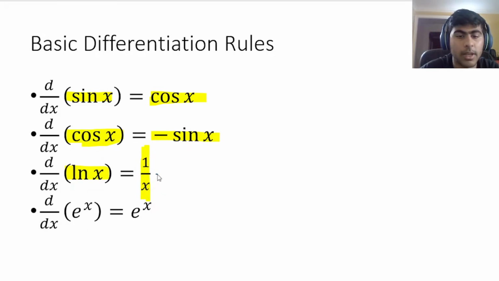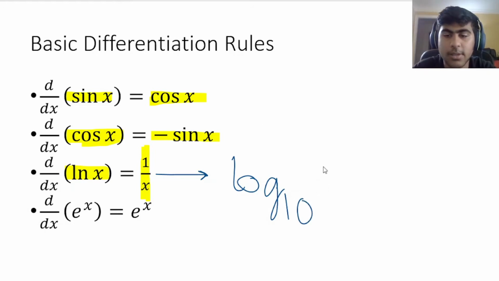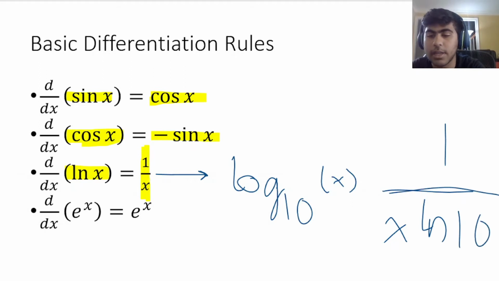Now, one point that I did want to add in here is that if you take the log, base 10, for example, which is pretty common, log base 10 of x, and then take the derivative of that, you're not going to end up with 1 over x. You're going to end up with 1 over x times the natural log of 10.